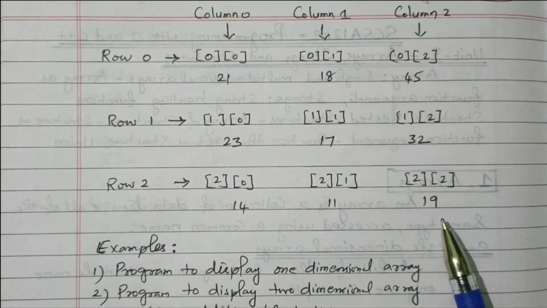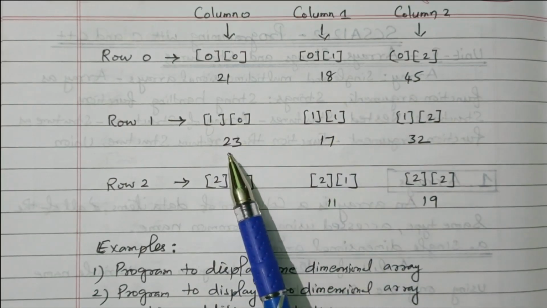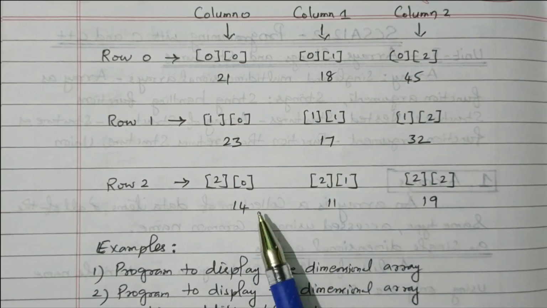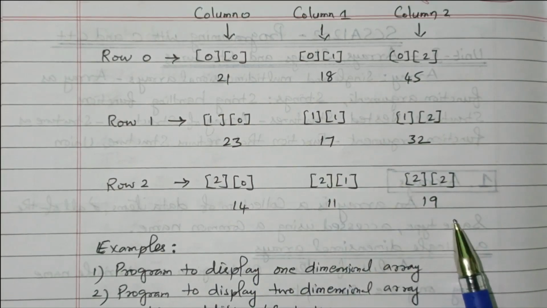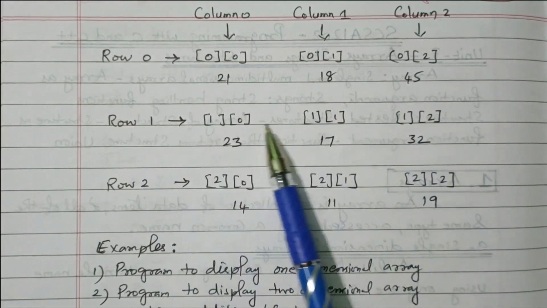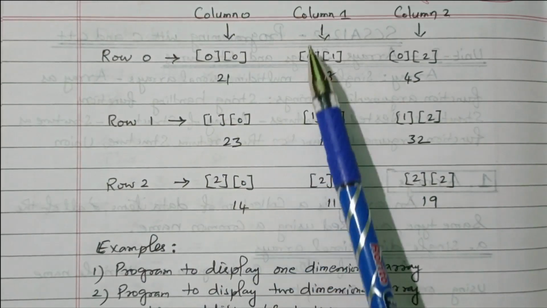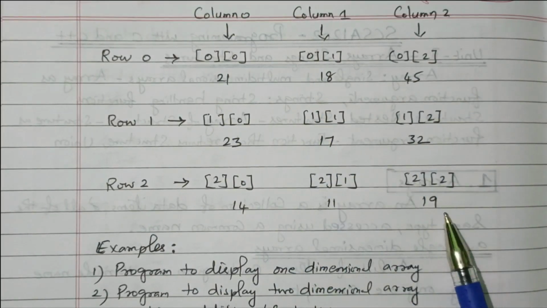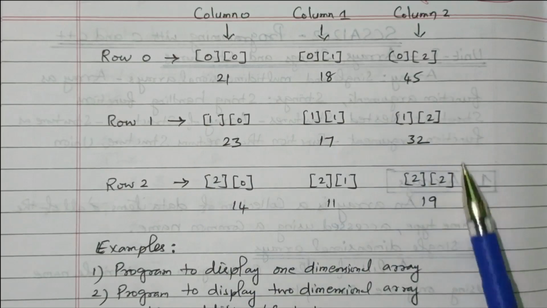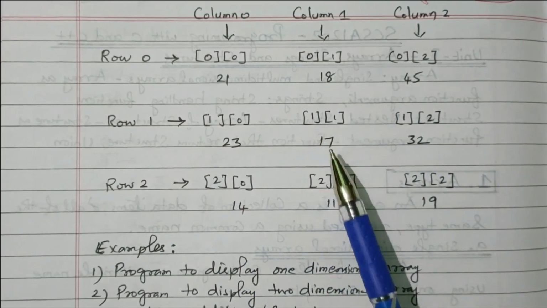So the numbers are stored as 21, 18, 45, 23, 17, 32, 14, 11, 19 in a matrix format. This refers to the first row, second row, third row, and this refers to the first column, second column, third column. So we can easily identify any element. For example, this one means 1,1, which means second row, second column.